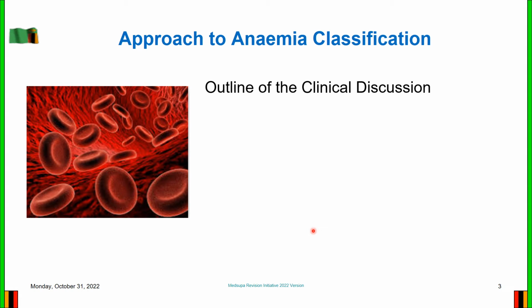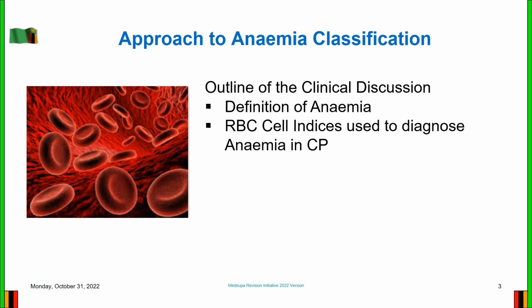We're going to outline our clinical discussion, which will have the following. Defining anemia, which we've talked about: a low concentration of hemoglobin based on the age and the sex. And we also look at the red blood cell indices used to diagnose anemia in clinical practice.